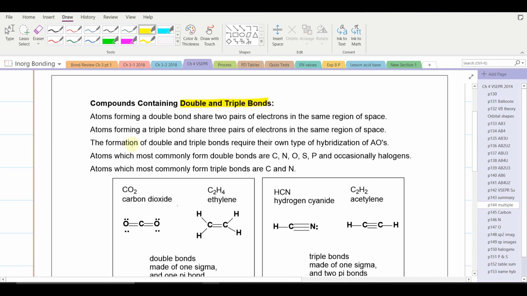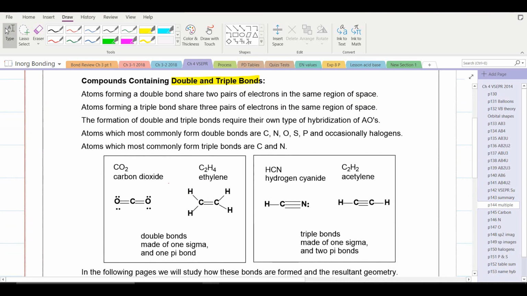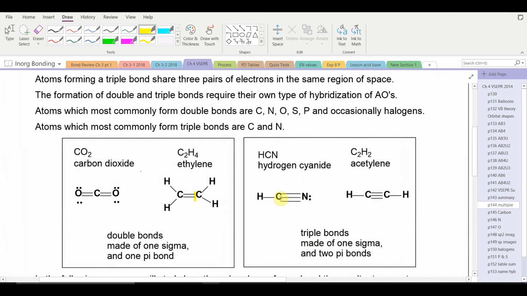Atoms forming a double bond share 2 pairs of electrons in the same region of space. Here's carbon dioxide. 2 pairs of electrons are shared in the same region of space on the right side and again on the left side. Likewise, in ethylene, these carbons share 2 pairs of electrons in the same region of space. Atoms forming triple bonds share 3 pairs of electrons in the same region of space. In the case of hydrogen cyanide, here's 3 pairs of electrons in the same region of space, as is true in acetylene.